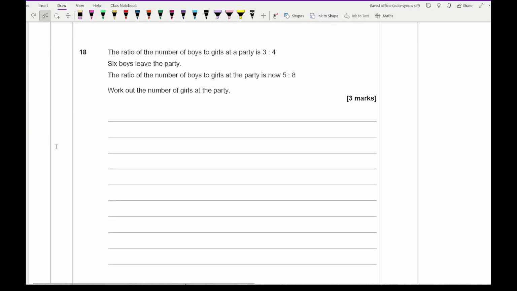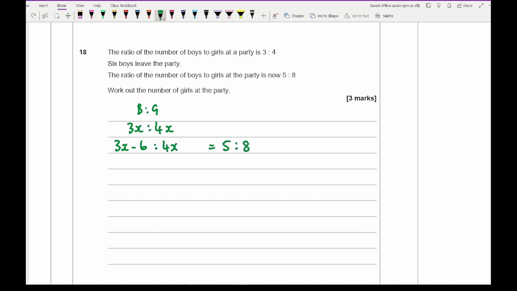Then looking at question 18, it says that the ratio of the number of boys to girls at a party is 3 to 4. 6 boys leave the party. The ratio of the boys to the girls at the party is now 5 to 8. Work out the number of girls at the party. So for this, what we need to do first is set up the ratio. So here I'm just going to label this as 3x and 4x. And then when the 6 boys leave, that's going to be 3x minus 6 to 4x, and that all equals 5 to 8.